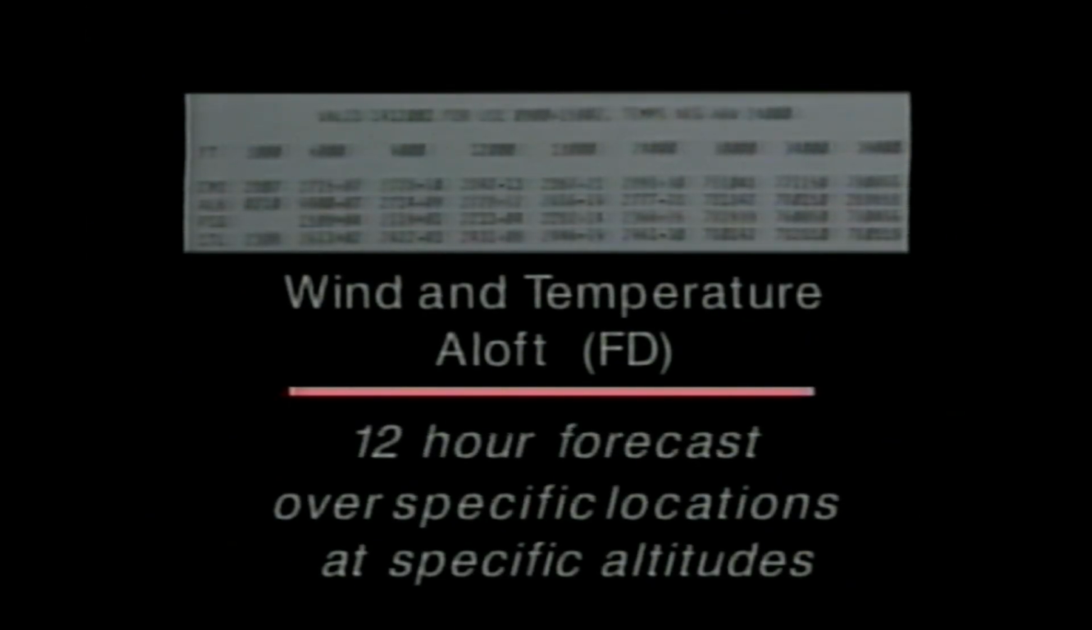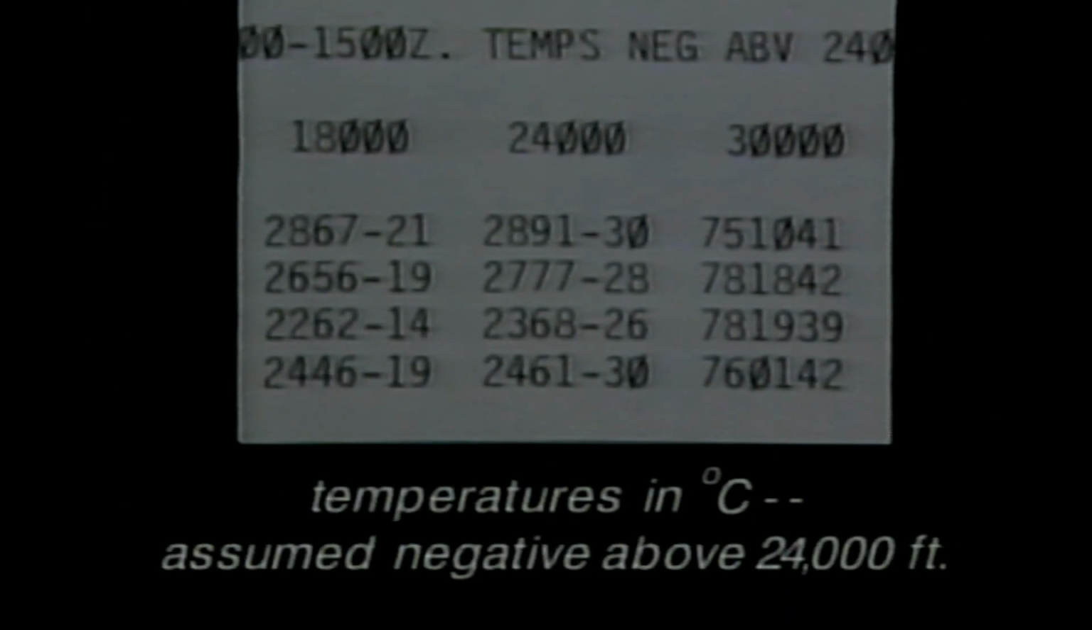The wind and temperature aloft forecast, abbreviated FD, is a 12-hour forecast over specific locations at specific altitudes. Some general rules are: the winds aren't listed if within 2,500 feet of the ground, the temperature isn't listed at the 3,000-foot level, winds are listed in true direction and in knots, temperatures are in degrees Celsius and are assumed negative above 24,000 feet. The numbers 9900 mean light and variable winds.